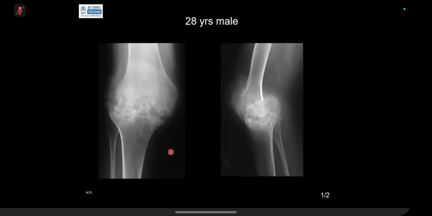So the joint also looks a bit disorganized. So considering the widened intercondylar notch and a male patient, I'll be thinking about possibility of hemophilia in this case. So what's happening to this epiphysis? This looks a bit broadened.